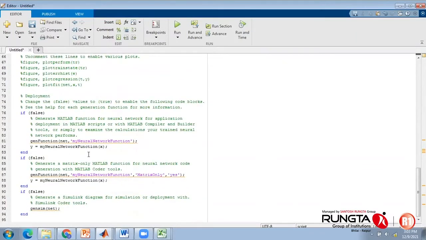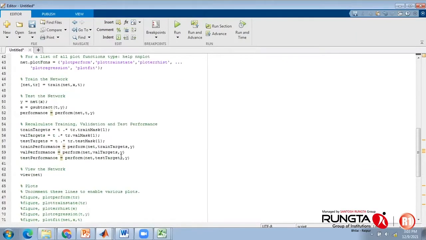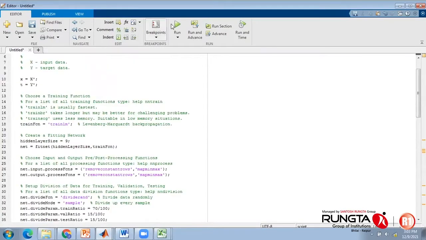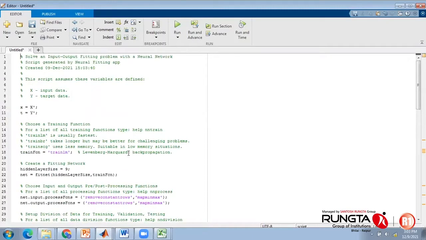Otherwise, you need to write this code and train the neural network. This code you can save and then run. If you run it, you will find the same result. Okay, so if you read this particular code, X is our input, our output was Y.